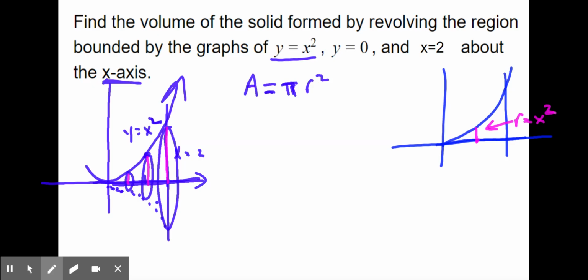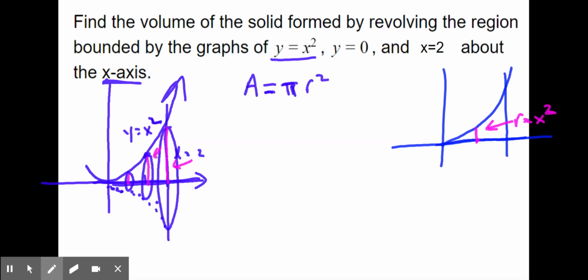If I went out to x equals 2 at the very end there and plugged 2 in for x and got 4, I would see that the radius would be 4. So this long radius right here, for instance, is 4. This radius in the middle, maybe at x equals 1, is 1. So it changes, but it all changes according to y equals x squared, okay? So the radius is x squared.